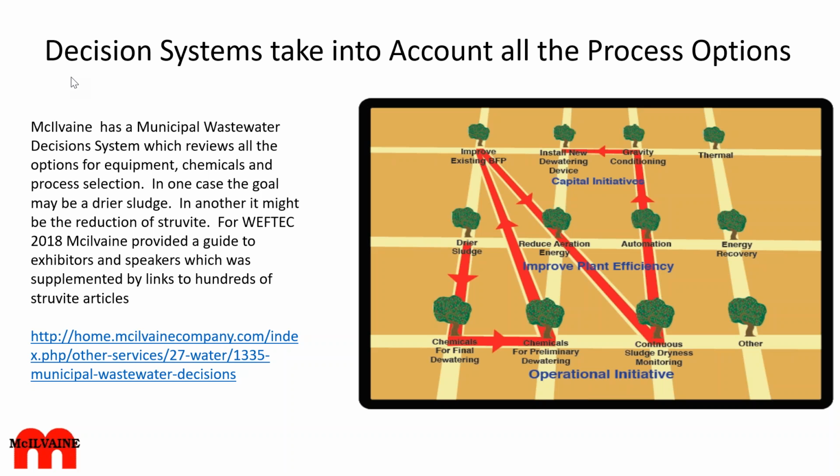So decision systems take into account all the process options. McIlvaine has a municipal wastewater decision system which reviews all the options for equipment, chemicals, and process selection. In one case, the goal might be a drier sludge. In another, it might be the reduction of struvite. For WEFTEC 2018 attendees, McIlvaine provided a guide to exhibitors and speakers, which was supplemented by links to hundreds of struvite-related articles.